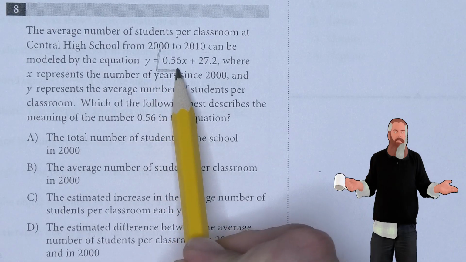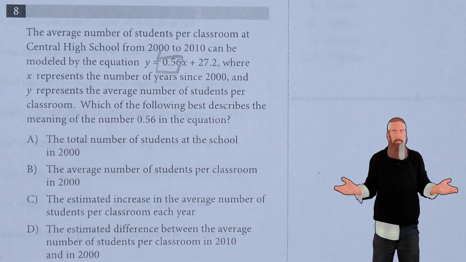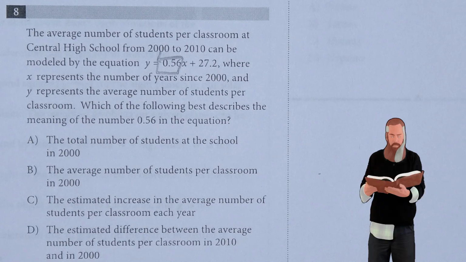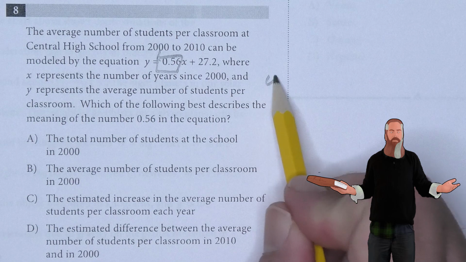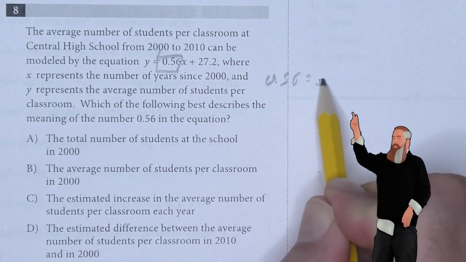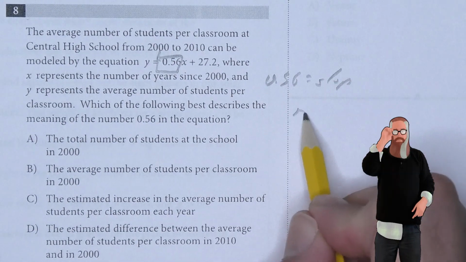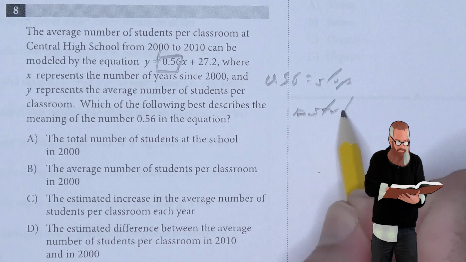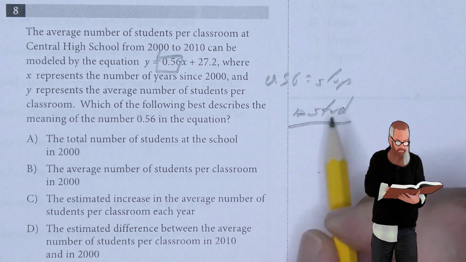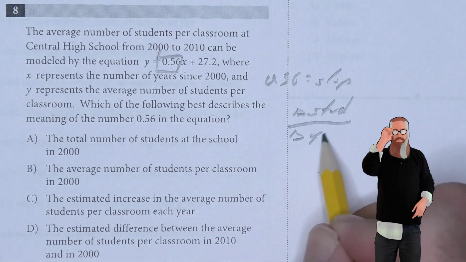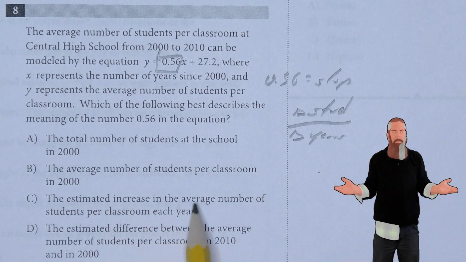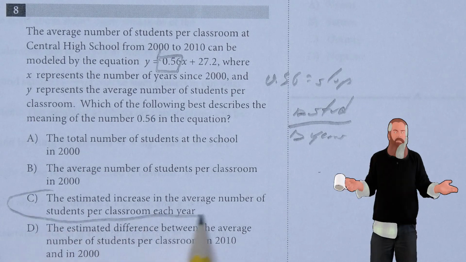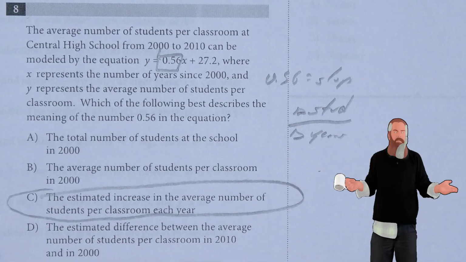So this is the part that I'm looking for. Let's think of this as the slope in y is mx plus b. So if 0.56 is the slope, and we're talking about the change in students divided by the change in years, then it is the estimated increase in the average number of students per classroom each year. That gives us C as the answer.